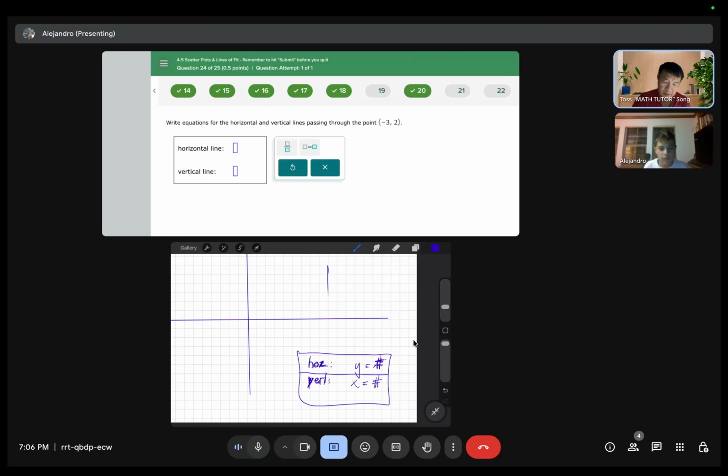How do you know the difference? Just sketch one. Here's a vertical line. It will go through x. That means x equals a number. A horizontal looks like that, a flat line. It will go through y. Therefore, y equals a number.